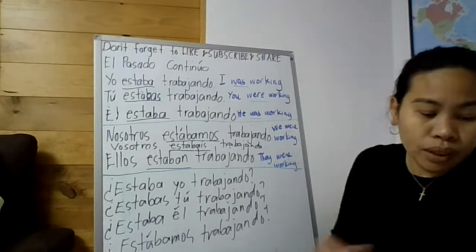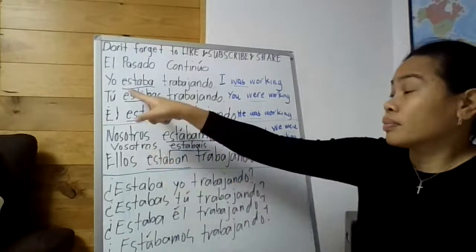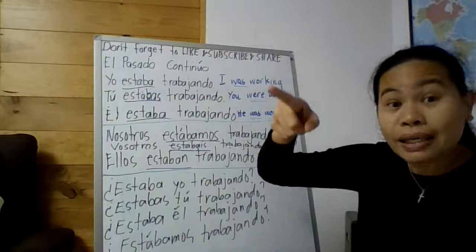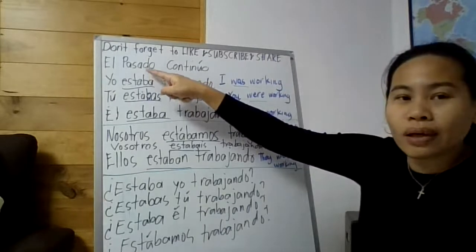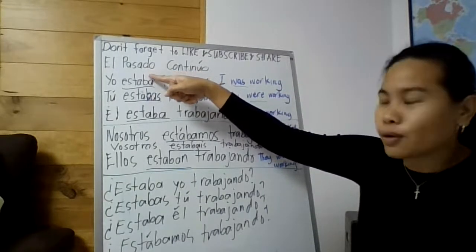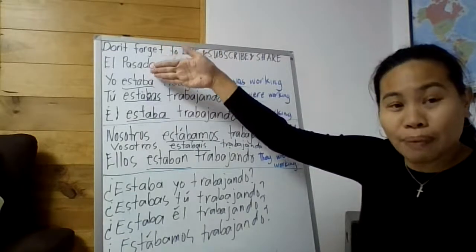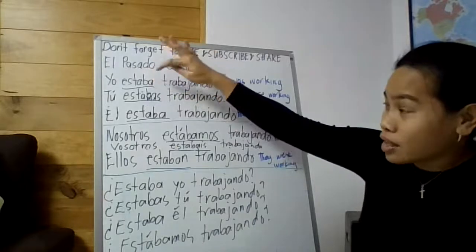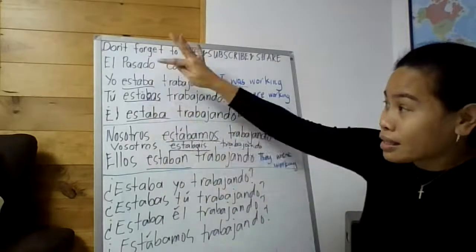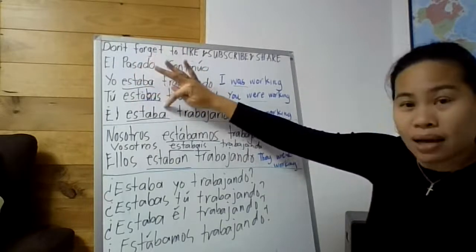Vale? So, as you can see, I put the verbo be, okay? So, el verbo be in Castellano is ser and estar. So, in the sentence, we use el verbo estar. So, this is the conjugation: yo estaba, tú estabas, él estaba.